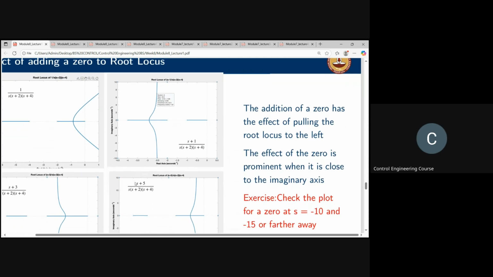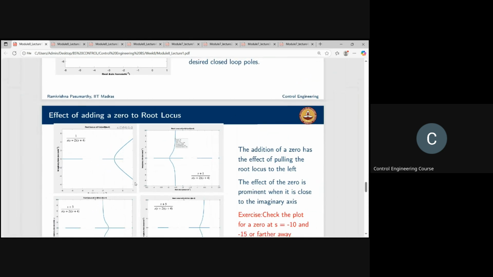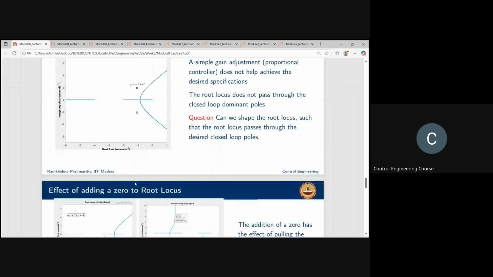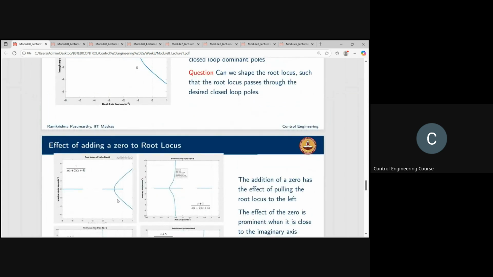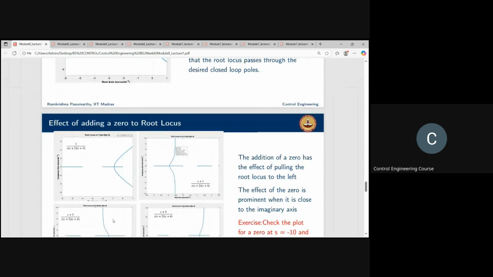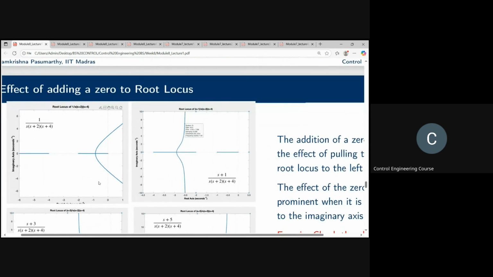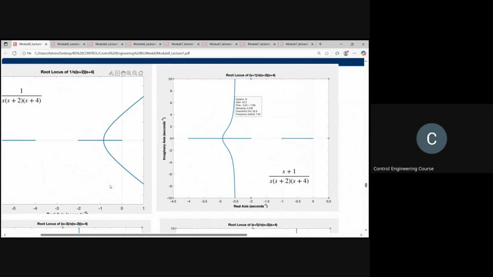Effect of adding a zero to the root locus. This is the root locus of the original system. It doesn't pass through -1. I don't know why the pole marking is left out here, but you see it is the same system, right? Now I will zoom in. Can you see it? Yes, sir, it's visible.